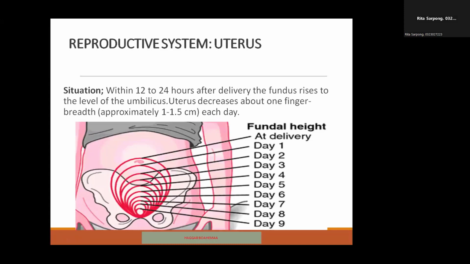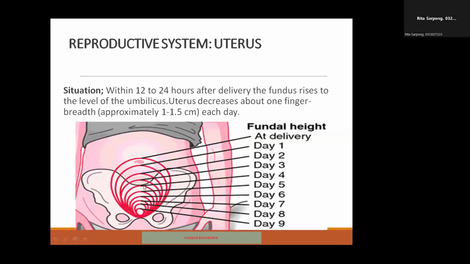So we are looking at the situation. We said that within 12 to 24 hours after delivery, when the midwife palpates the fundus, you will find that the fundus has risen to the level of the mother's umbilicus. And the uterus will reduce by 1 centimeter or 1.5 centimeters every day. The reason for the increase in fundal height within the 12 to 24 hours after delivery is that the lower uterine segment is regaining its tone. However, we should be able to differentiate between the normal and abnormal.